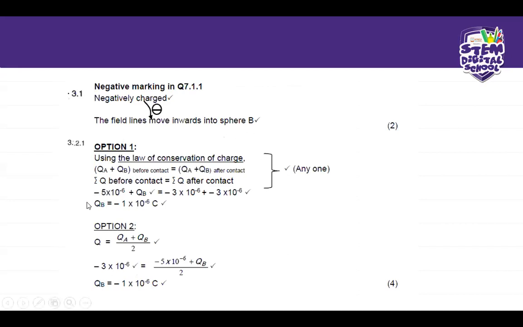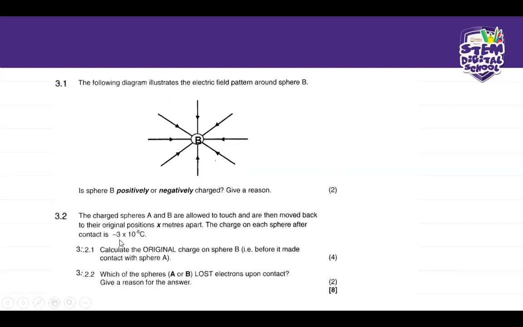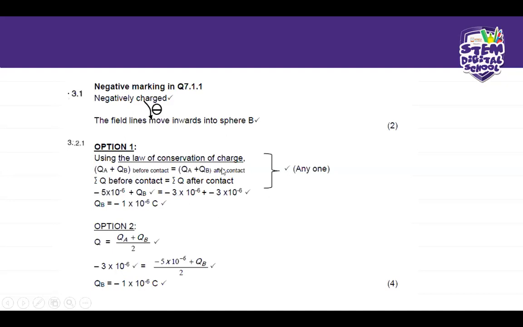Okay, so now using the law of conservation of charge, we're going to say the charge before contact is equal to the charge after contact. So the sum of the charges before contact is equal to the sum of charges after contact. So here we know that for charge A, it's minus 5 times 10 to the power of minus 6, but we do not have the one for charge B. And then on the other side of the equation, remember what they said here: the charge on each sphere after contact is minus 3 times 10 to the power of minus 6. So it means that they both have the same magnitude there. So now you've got everything that you need, and you are looking for QB. So charge B will be equal to minus 1 times 10 to the power of minus 6 coulombs.